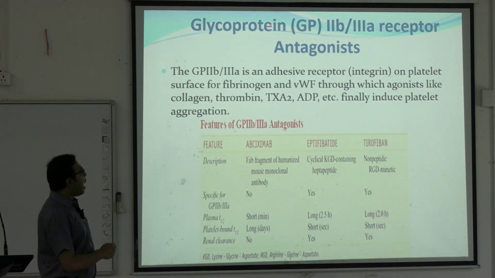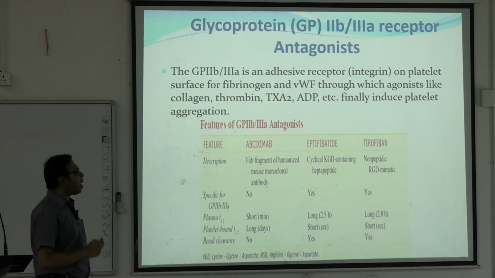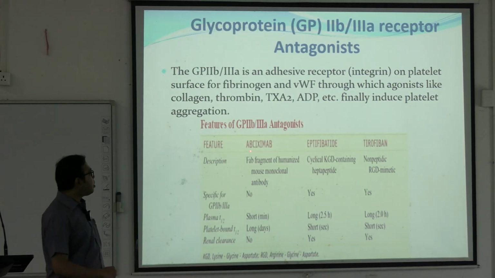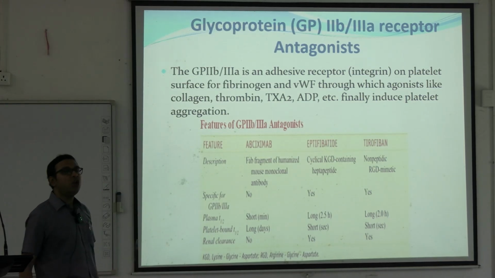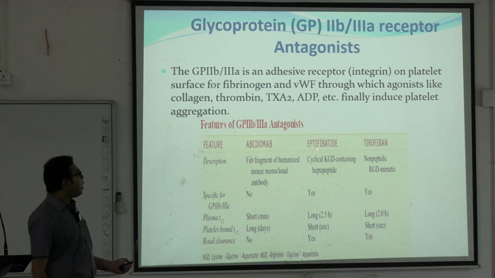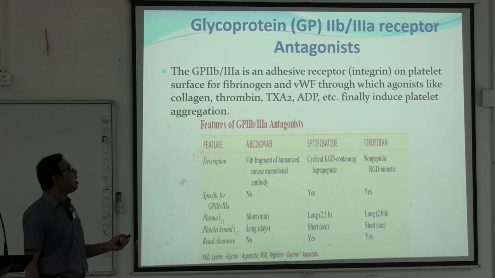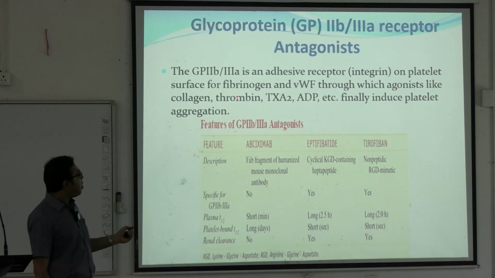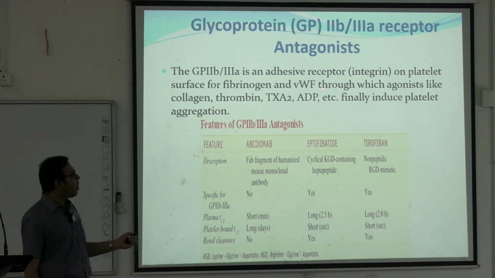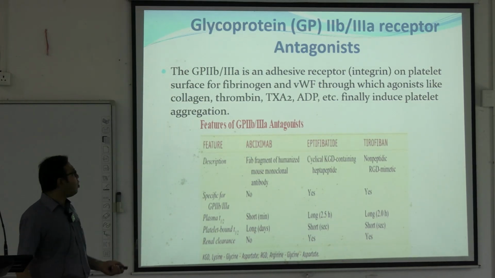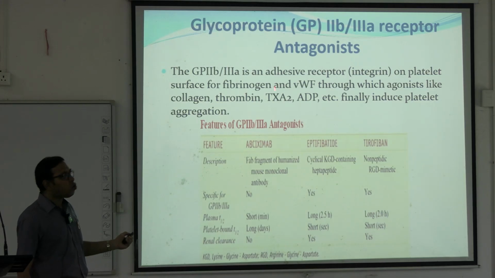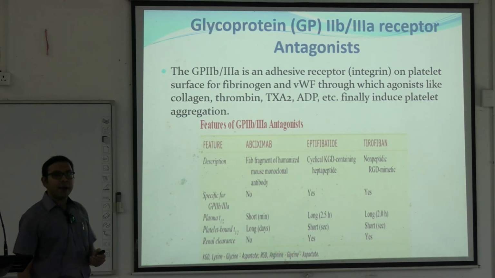So lastly, the glycoprotein GP2B3A receptor antagonists. There are three: abciximab, eptifibatide and tirofiban. They block the GP2B3A receptor, an integrin on the platelet surface for fibrinogen and von Willebrand factor, through which different agonists like collagen, thrombin, thromboxane A2, ADP, etc. act and finally induce platelet aggregation.